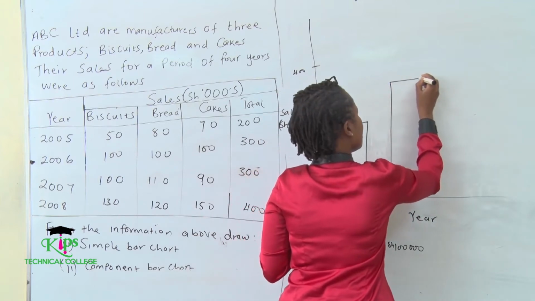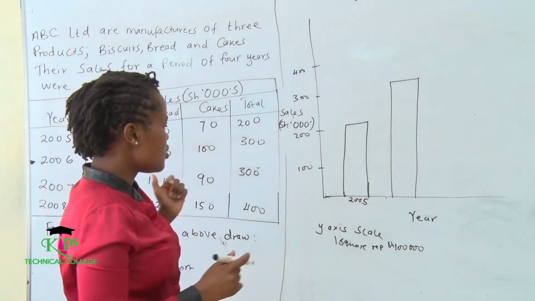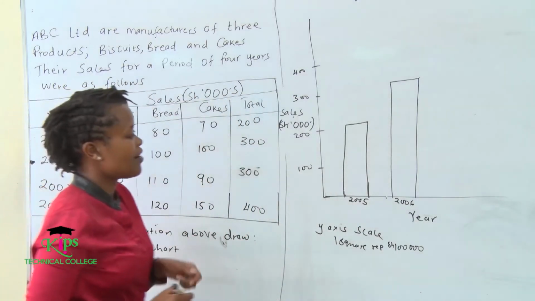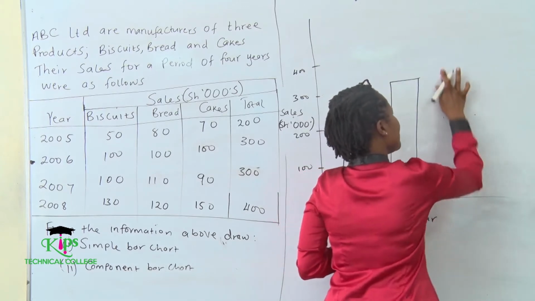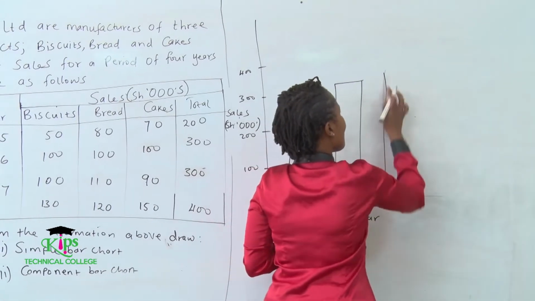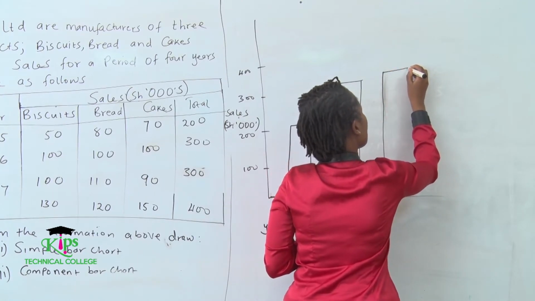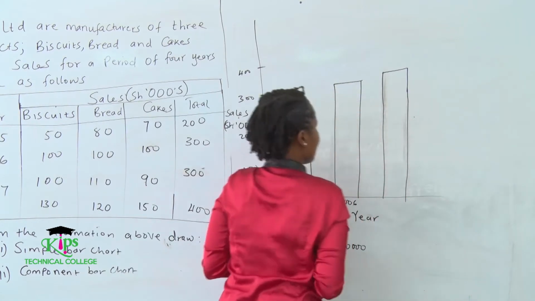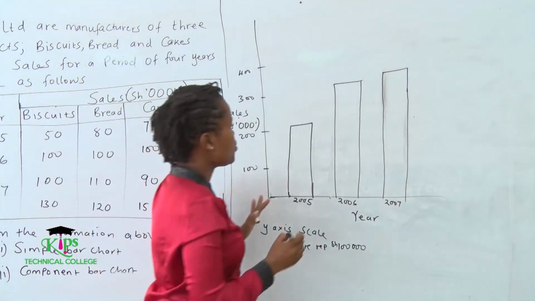Remember, you're supposed to use a ruler to ensure that you have a very straight diagram. So this is 2006. And then 2007, we have 300 as well. So our bar will be next. The spaces are supposed to be equal, and also the bars should be equal. Those are key things that you need to note when you're drawing a bar chart. And then lastly, we have 2008, which is at 400.